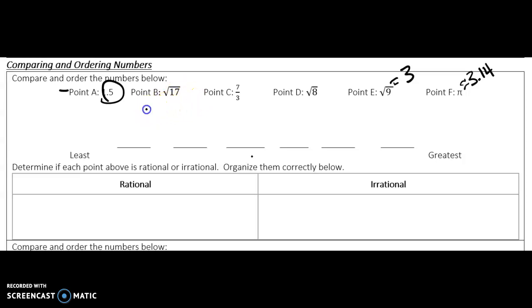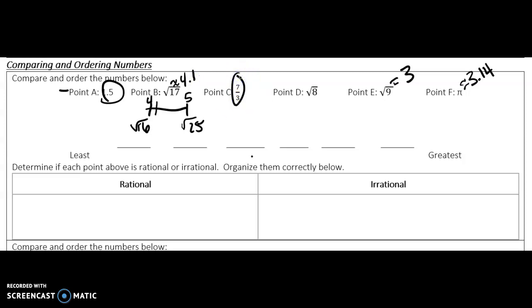All right, square root of 17 is between the square root of 16 and the square root of 25. So it's between 4 and 5. 17 is really close to 16, so a good estimate here will be about 4.1 or even 4.